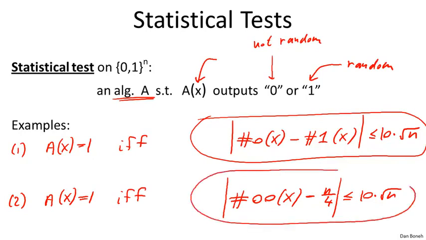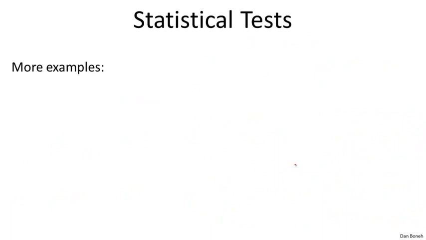Okay, so here are two examples of statistical tests that basically, for random strings, will output 1 with very high probability. But for strings that don't look random, for example, think of the all 0 string, for the all 0 string, neither one of these tests will output 1. And in fact, the all 0 string does not look random. Let's look at one more example of a statistical test, just to show you that basically statistical tests can pretty much do whatever they want. So here's a third example.